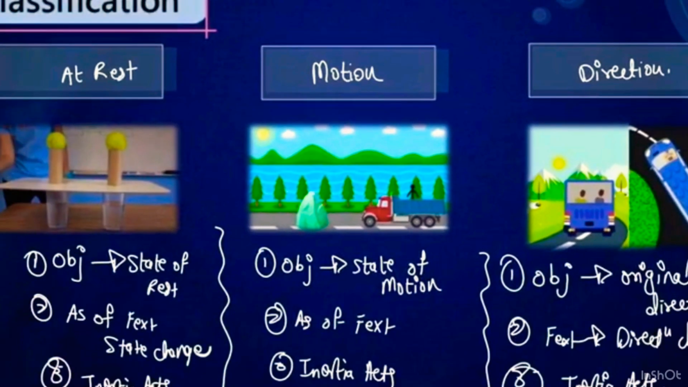This is a very, very important inertia. It is the inability of a body to change its direction of motion by itself. So the object is in its original direction, the direction changes, and inertia resists. So when a stone is tied to a string, we're going to see that example.